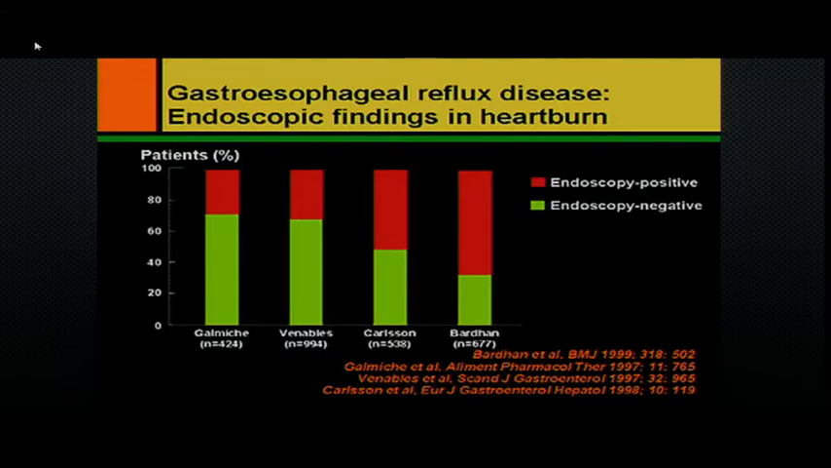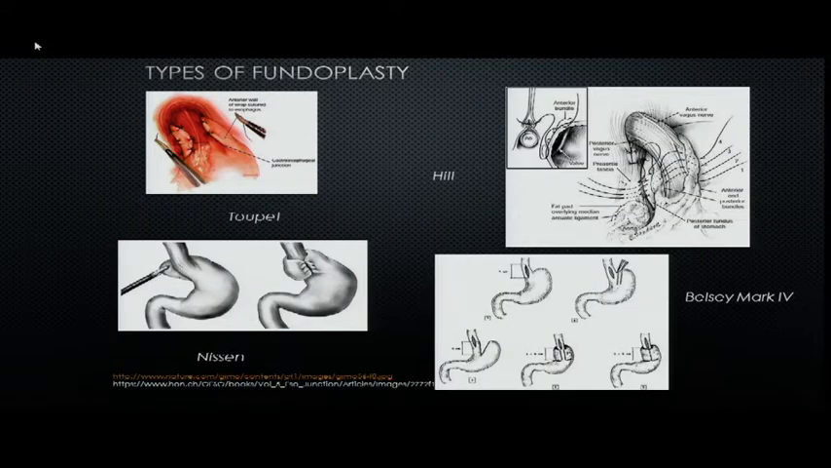That's why you have to use an entire constellation of studies, pH probes, symptoms, reaction to PPI therapy, and endoscopy to see if these patients need surgical therapy in the long run. All right. Types of fundoplication. There's several historically described types of wraps. The 360-degree wrap is the Nissen, which is the most common.